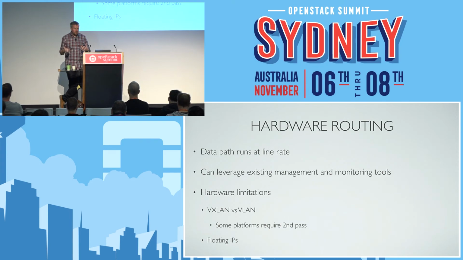And then the last one is floating IPs. Some of the hardware will do NAT pretty close to line rate. Some hardware will not; the NAT performance is not good at all. So you have to dive into the data sheet and see what's available within the platform. And if you're doing, say, source NAT, it gets even trickier because how do you manage that?